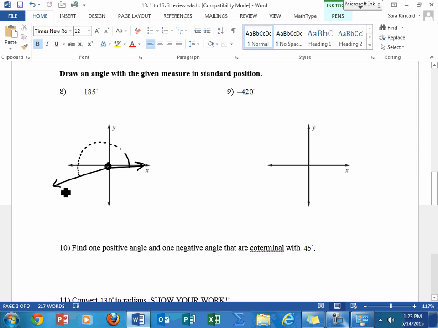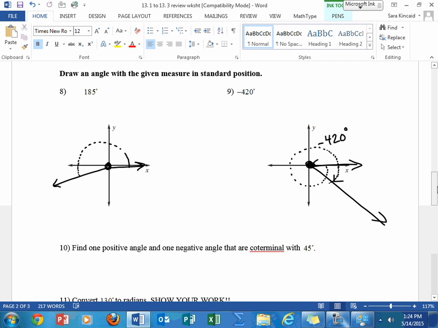Now negative 420, negative direction means you go down first. So I'm going to go ahead and place my starting initial ray there, and then we're going to go down around 1 time, and then that's 360. And then a little bit more. So this would be negative 420 degrees, okay? Seeing that motion going around more than once, we need to see that. From there to there is negative 420.